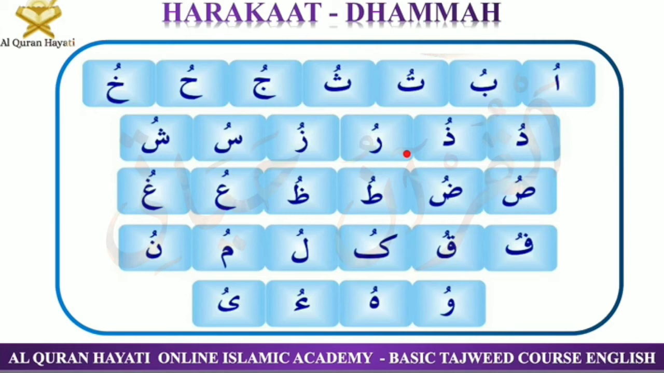Okay, wu, hu, you. Fine. In this letter I have seen a mistake, just like ya with kasra, a few sisters pronounce it like e. This wa with dhamma is not u, wa with dhamma is wu. It should come from your lip only. Wu. Fine. Alhamdulillah. We have now seen all these letters.